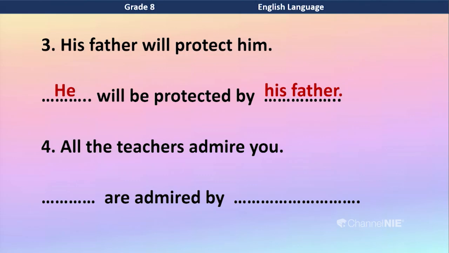Okay, and one last sentence. All the teachers admire you, right? How many pronouns do you find there, miss? Only one. Only one. Yes, so it's very easy to make the passive voice sentence. So the passive voice sentence will be, you are admired by all the teachers. Now, children, are you clear about the changes happening in the object pronoun and subject pronoun? We hope so, right?